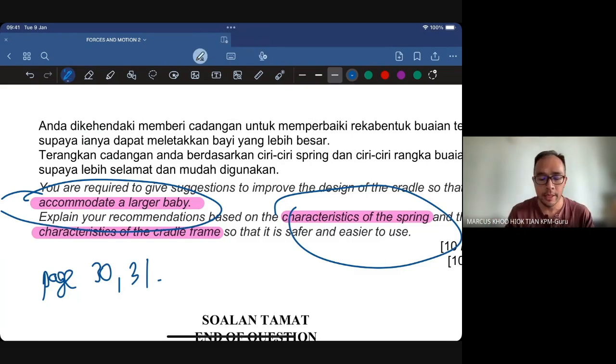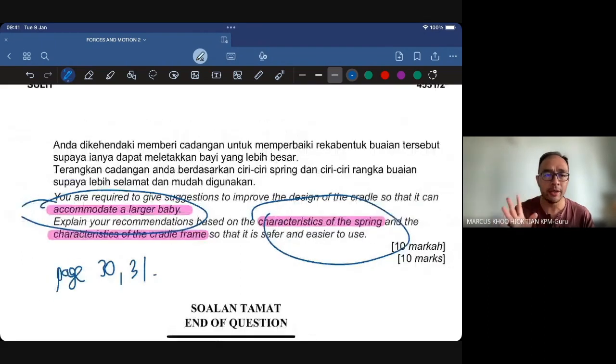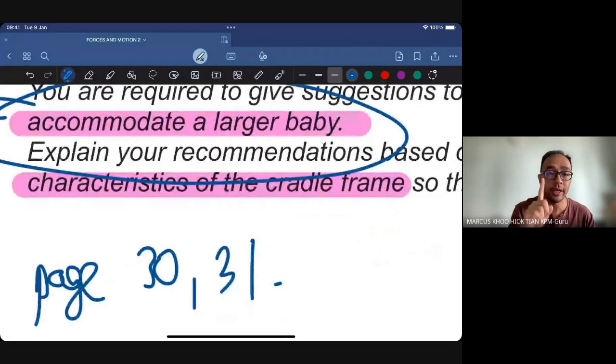Just remember, I've seen this again and again, people will focus on the characteristics of the spring and then forget about the characteristics of the cradle frame because they think, oh, I already have 5 points, enough. Cannot, even if you have 5 points, but you didn't answer the question, you cannot get 10 marks. So make sure that at least one characteristic of the cradle frame you must put in. So it's either 3 plus 2 or 4 plus 1.